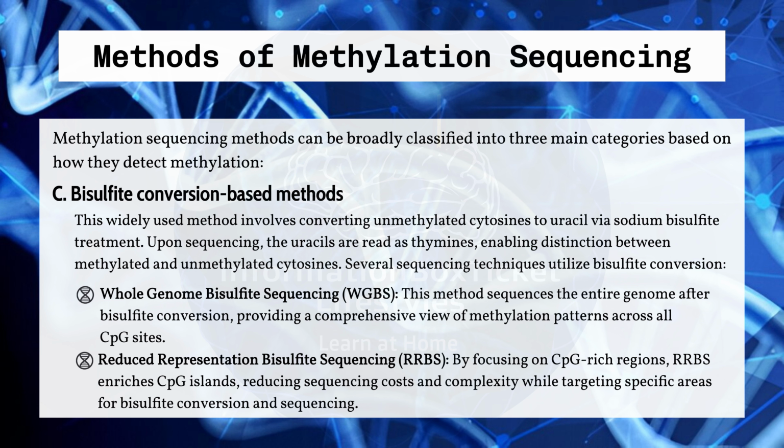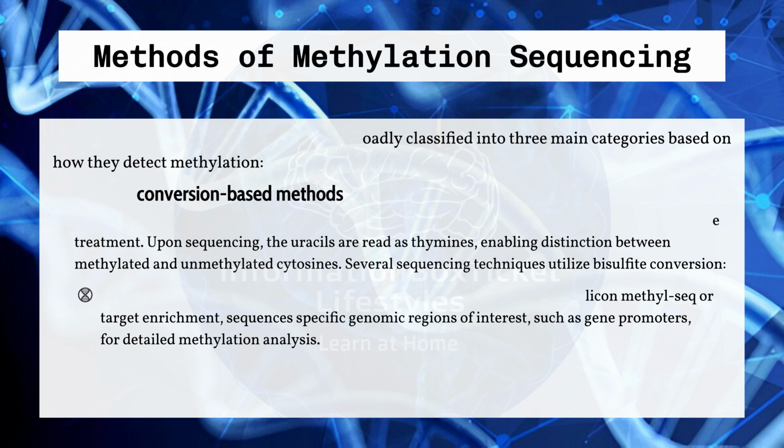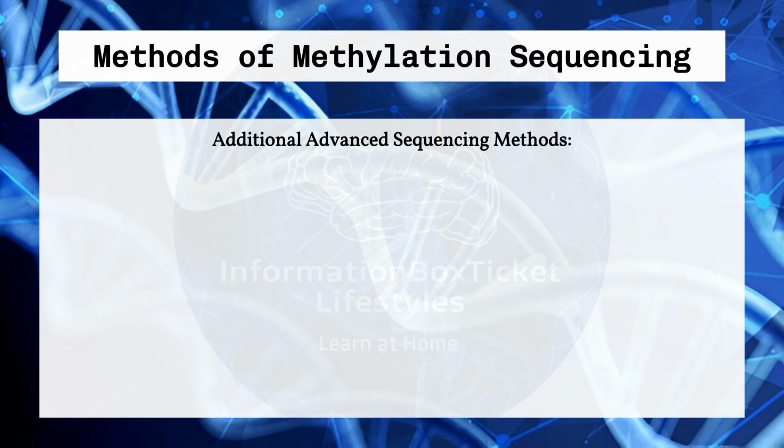Reduced representation bisulfite sequencing, RRBS. By focusing on CpG-rich regions, RRBS enriches CpG islands, reducing sequencing costs and complexity, while targeting specific areas for bisulfite conversion and sequencing. Targeted bisulfite sequencing. This approach, including methods like amplicon methyl-seq or target enrichment, sequences specific genomic regions of interest, such as gene promoters, for detailed methylation analysis. Additional advanced sequencing methods.